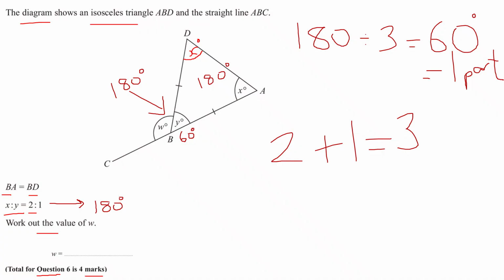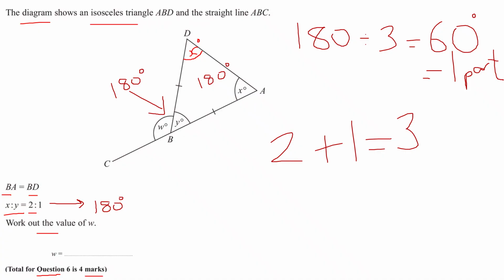Sorry, wait one second. x is going to be double y, I apologize. So if x is double y, y will be 30 degrees, and the x values are going to be 60 and 60. Nope, that's not right either, because 60 plus 60 makes 120, plus 30 makes 150. So x is 60. Nope, that's not right either.